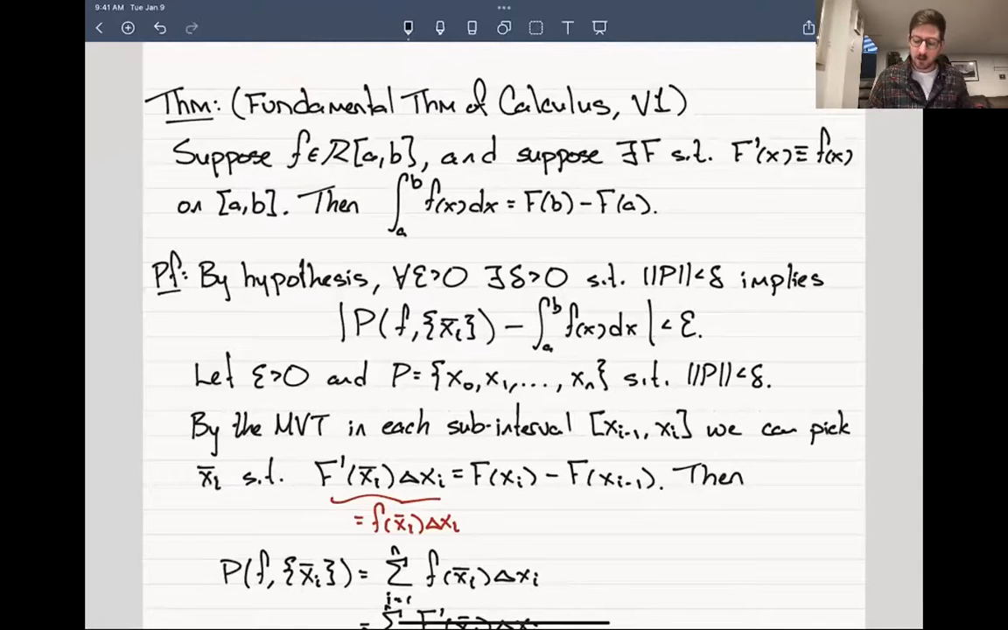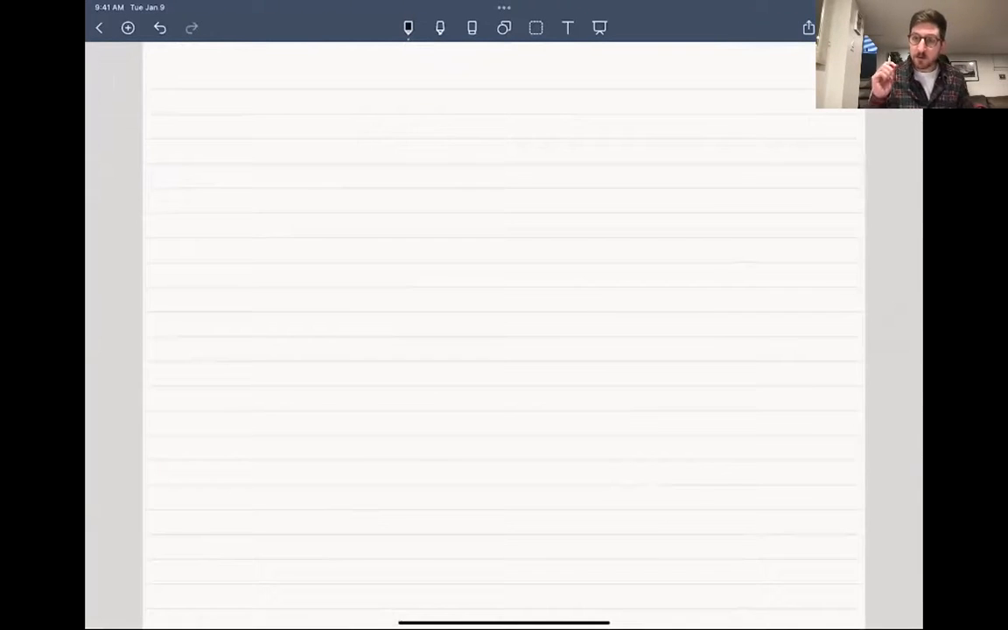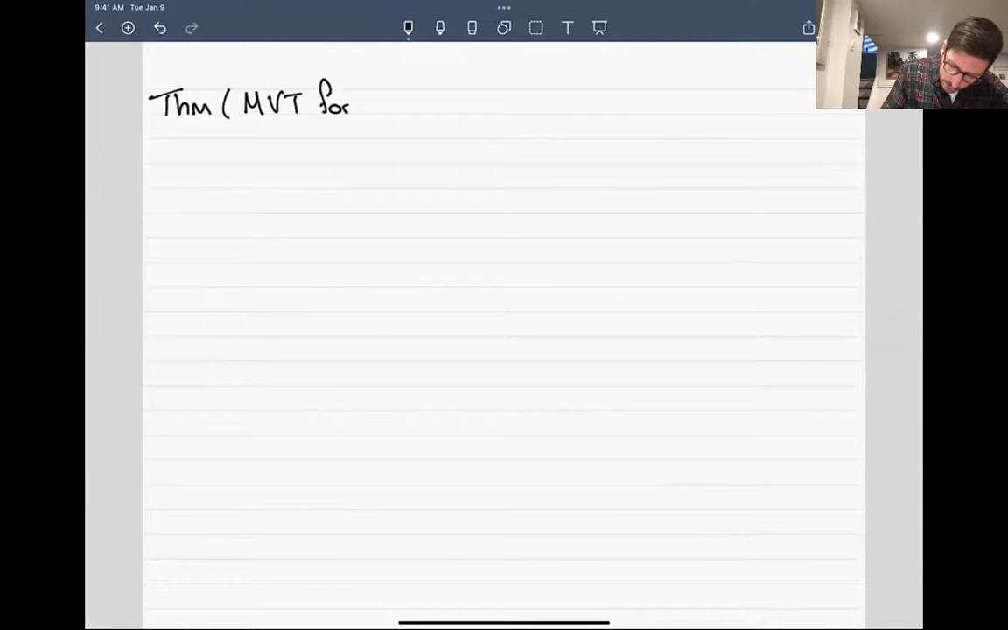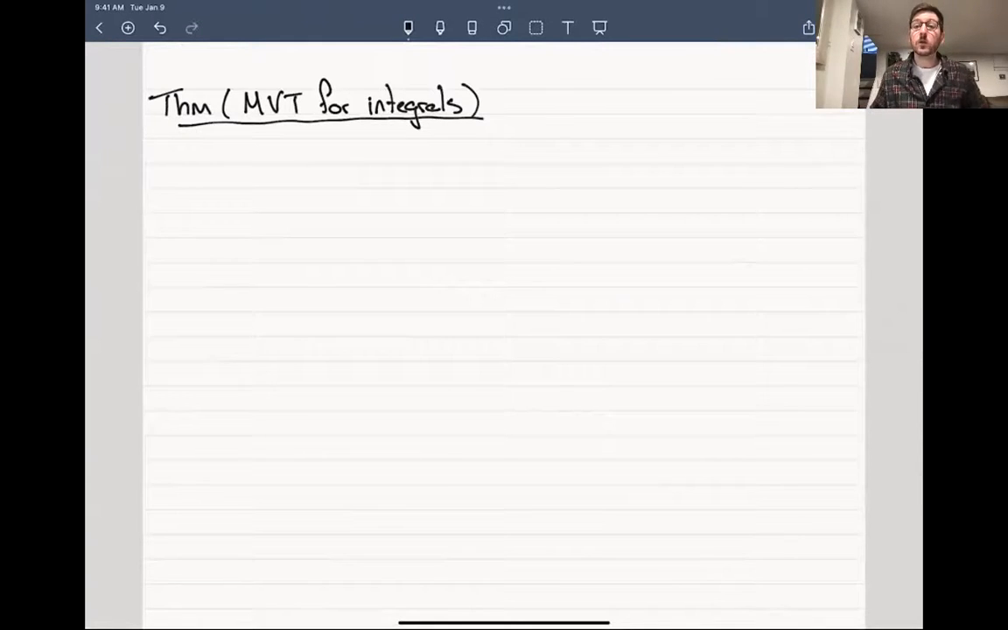Before I can get there, I need to provide for you a different version of the mean value theorem. This is called the mean value theorem for integrals. Now, if you remember from last lecture, the mean value theorem that I gave you was for derivatives, right? We just used it in the previous proof. There is a version of the mean value theorem that also works for integrals. And I'm going to give it to you. I'm not going to give it with a proof. I'm going to leave the proof as a nice little exercise.